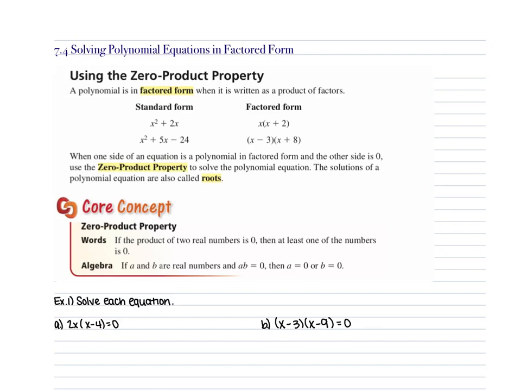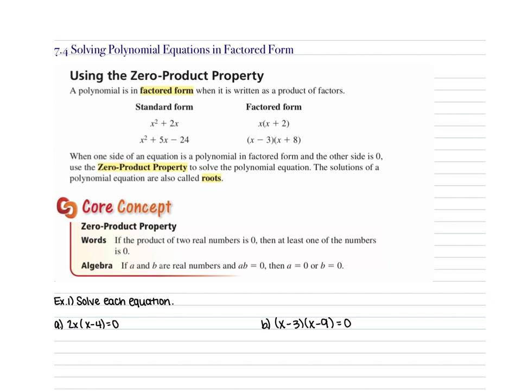7.4 goes over solving polynomial equations in factored form. So you're just solving equations of expressions that are factored for you. So if you look here, factored form is literally taken from standard form. If you look, we have a couple examples of the difference between standard form and factored form.